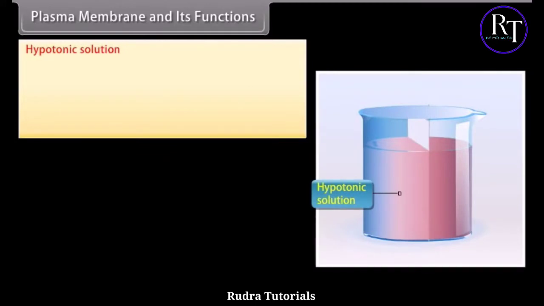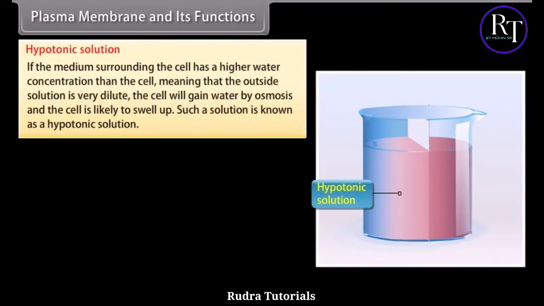Hypertonic solution. If the medium surrounding the cell has a higher water concentration than the cell, meaning that the outside solution is very dilute, the cell will gain water by osmosis and the cell is likely to swell up.